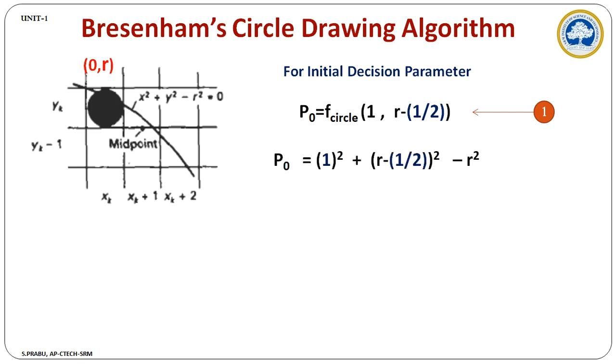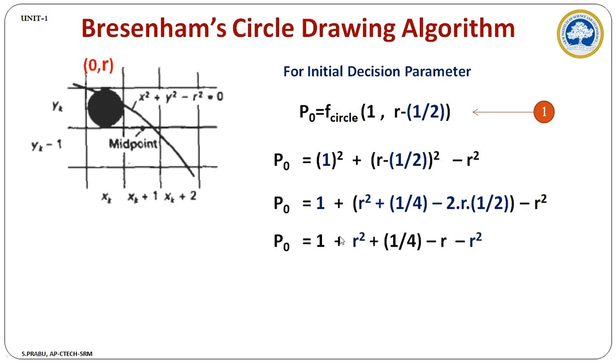So I get this value, that is 1 square plus (r minus 1 by 2) whole square minus r square. I expand this equation. So 1 square becomes 1. Then I write the (a minus b) whole square formula. So a square plus b square minus 2 into r into that is 1 by 2. Then I write the remaining term, that is minus r square. I expand this, I can get this value.